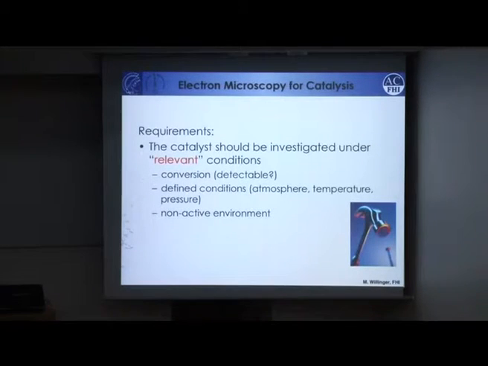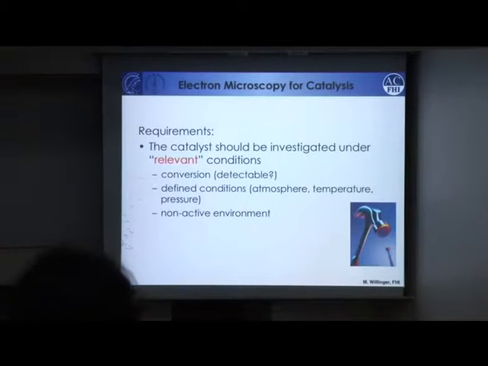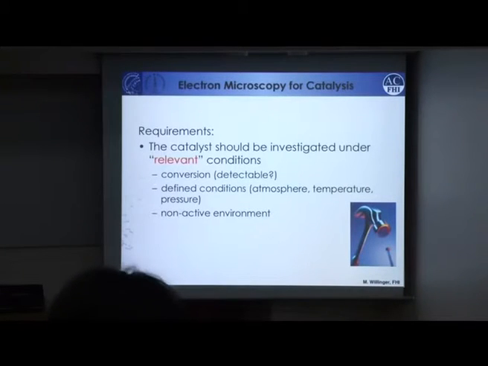So we want to see our material under relevant conditions for catalysis. And that means in catalysis you can see lots of dynamics, but only a few of them are really relevant. So in order to be sure that we're looking at dynamics that are relevant for catalysis, we should actually be able to detect the product. And as you can imagine, in the TEM we have very small amounts of sample, and the products that we create are also just in very small amounts. So the detection is quite difficult.